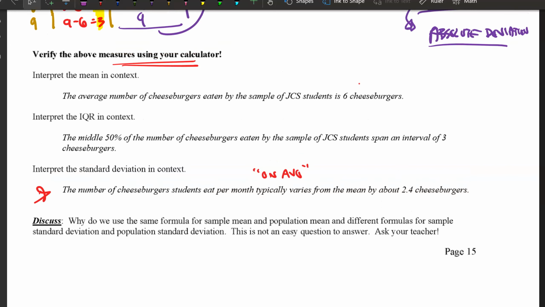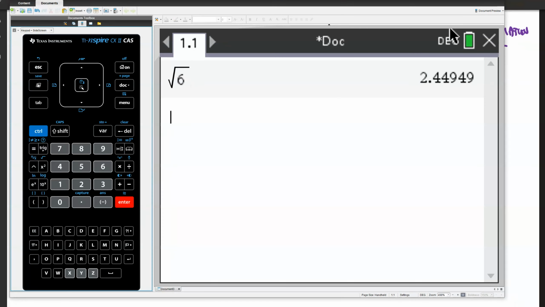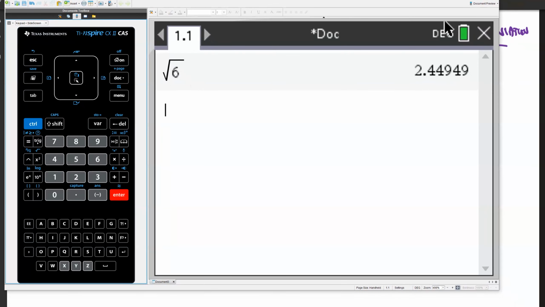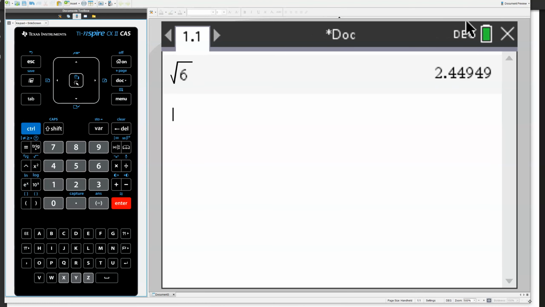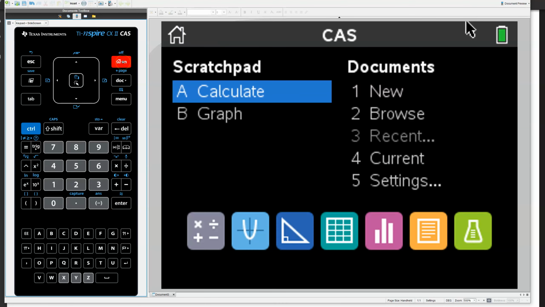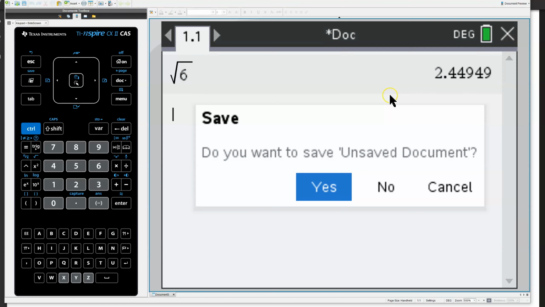All right, so let's verify how we get these on our calculator. Okay, so I'm assuming we all have this calculator. All right, so let's open up a new document. We should always start with a fresh document so we don't have any other variables or anything stored in our current document.